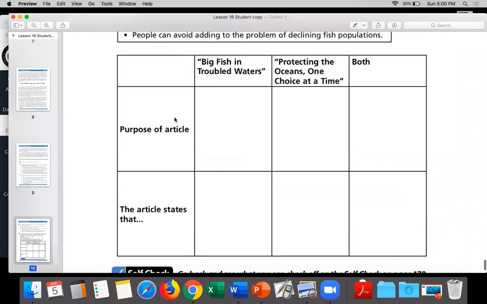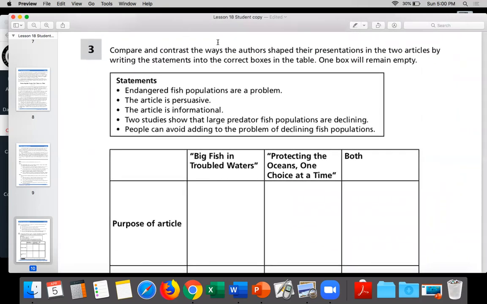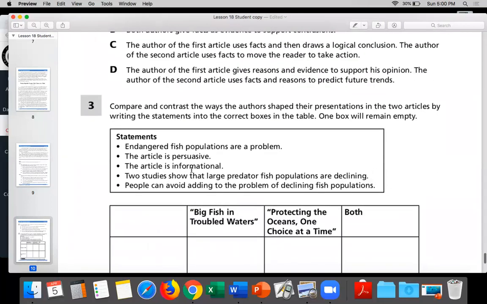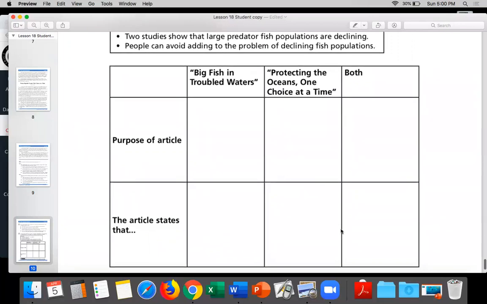So on here it says, compare and contrast the way the authors shape their presentations in the 2 articles by writing the statements into the correct boxes on the table. 1 box will remain empty. So there's 6 boxes, and 1's going to remain empty. I think it was this one that was remaining empty. So basically 5 questions right here. You've got to fit these 5 statements into these 5 boxes.